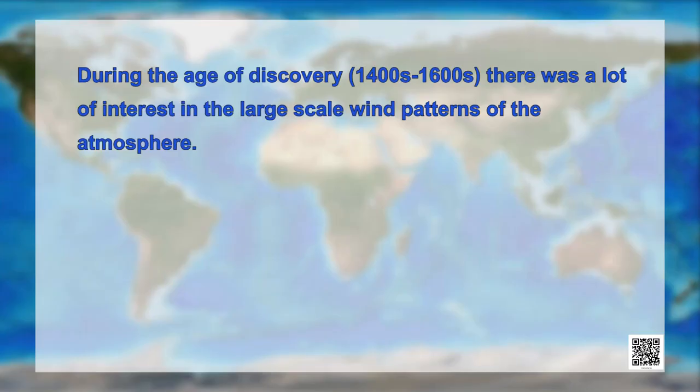What do you mean by general circulation of the atmosphere? The pattern of the movement of the planetary winds is called the general circulation of the atmosphere. Do you know, children, during the age of discovery, that's from 1400 to 1600s, there was a lot of interest in the large-scale wind patterns of the atmosphere. After much research, it was found that there exist pressure bands.